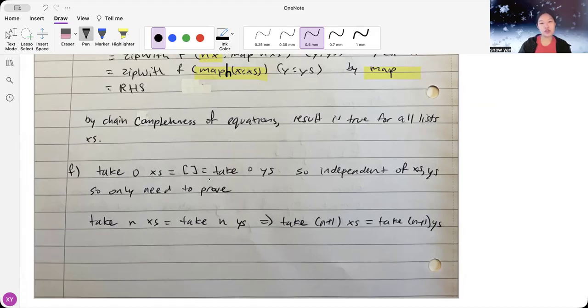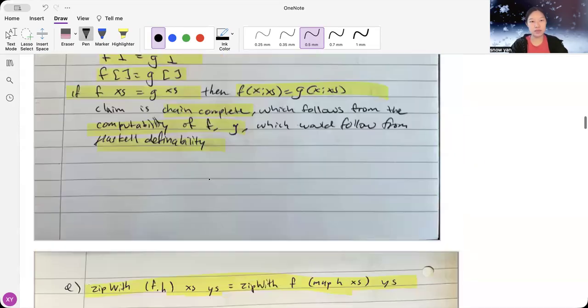For the base case, we actually don't need to show it, because take 0 x's means taking nothing from something, so it's independent of what the list is, and this is the same with y's, right? So we don't need to prove this point. It's already true by default. So the next step is to show the inductive step: if take n x's is equal to take n y's, then take n plus 1 x's is equal to take n plus 1 y's, right? That's the part we want to show.